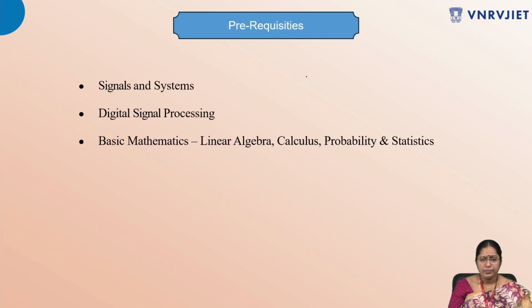So coming to the point of prerequisites. Here we have to learn before going to learning image processing systems. First one is signals and systems, digital signal processing, and last one is basic mathematical features like linear algebra, calculus, probability and statistics.